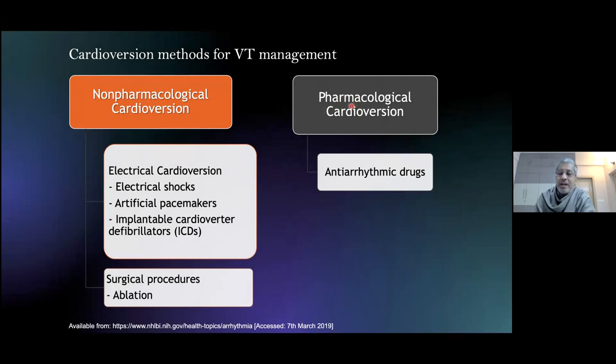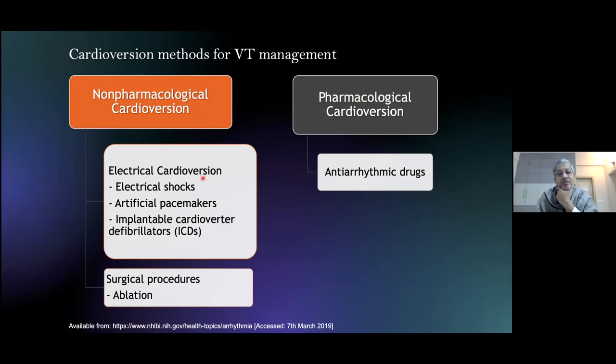For ventricular tachycardia, the only drugs approved in the acute stage are lidocaine and amiodarone. Lidocaine is less used these days; amiodarone is more commonly used. But still, in ventricular tachycardia in the acute setting, particularly after a myocardial infarction, we try to give lidocaine.